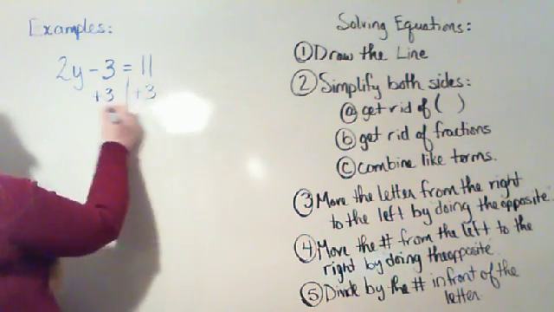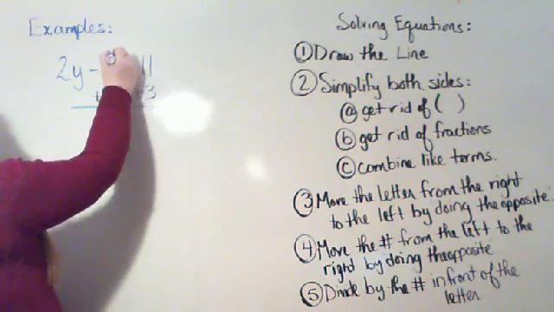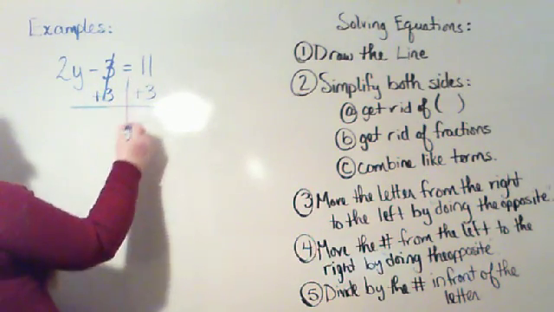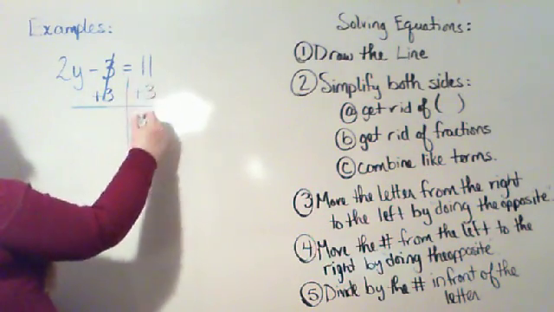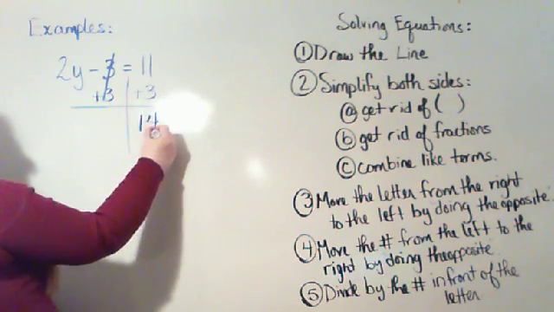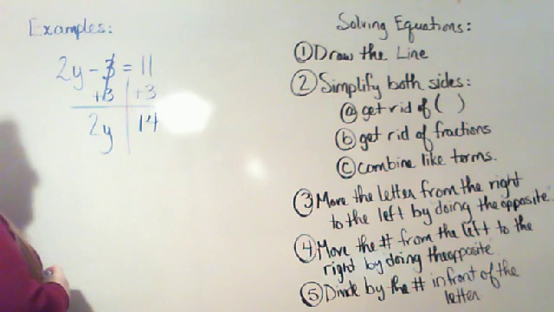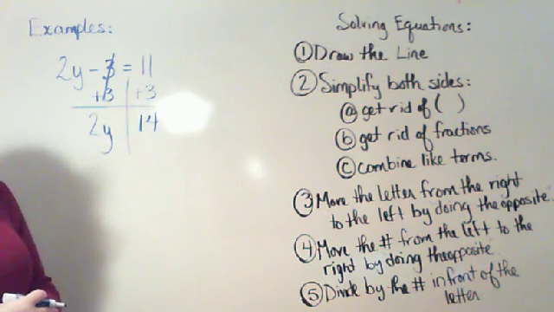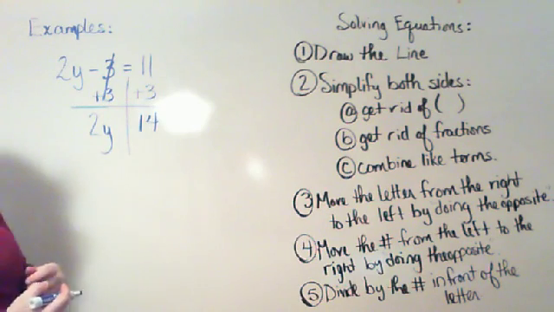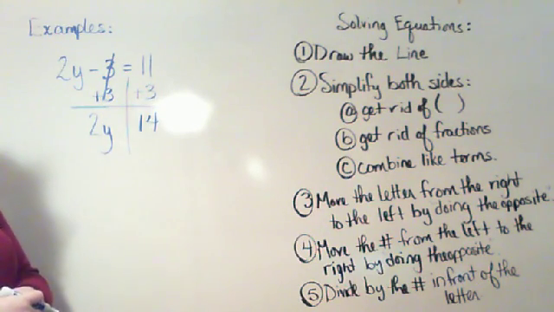That's how we move it. This 3 will cancel out with that 3, and that means I have 14 over here and 2y over here. Now I know you can do this in your head. You've probably been doing it in your head for a while now. However, I don't want you to do it in your head anymore. You should always write things out. Got to get in that habit.